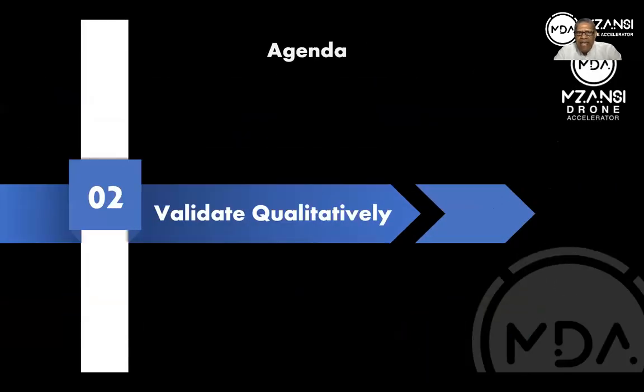How do you validate qualitatively? In research, there are two types of research. There's qualitative research and there's quantitative research. They're both useful, but they serve different purposes.